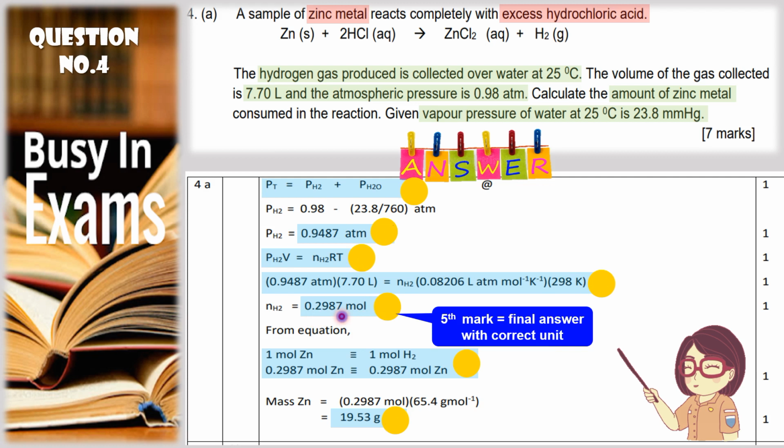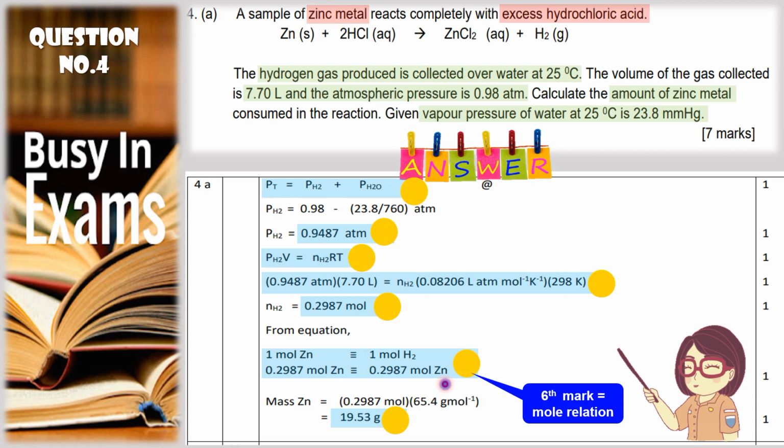Next, now that we have calculated the mole of hydrogen gas, we can calculate the mole of zinc, because it is already mentioned that hydrochloric acid is the excess reactant, which means zinc is the limiting reactant. So how to calculate the mole of zinc? By using the mole relation, you can calculate the mole of zinc used. 1 mole of zinc is equivalent to 1 mole of H2. Then we get the mole of zinc.